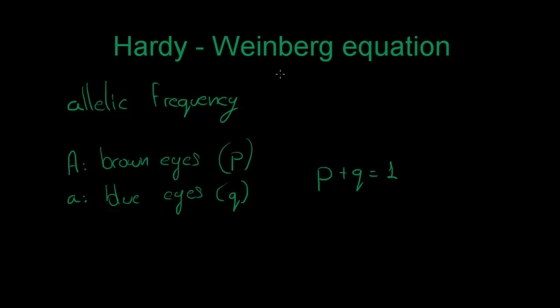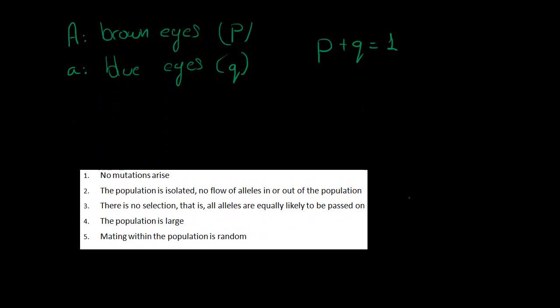To apply the Hardy-Weinberg equation, we need to assume that 5 conditions are met. What do we mean by that? There are 5 conditions that need to happen in order for the Hardy-Weinberg equation to be applied and to be valid. For example, number 1, no mutation arises, because if we have a mutation, then we are going to have new alleles. Therefore, our calculations for allelic frequencies will not be valid. Number 2, the population must also be isolated. Again, it's for the same reason as the previous one, so we don't get new alleles in our population.